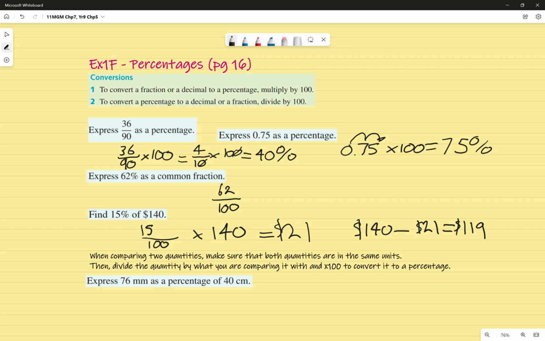Are we all feeling pretty good with that? Do you want another example, or are you happy to get started? Does anyone want another example? Thumbs up if you would like another example, thumbs down if you don't. Okay, we'll give another example.